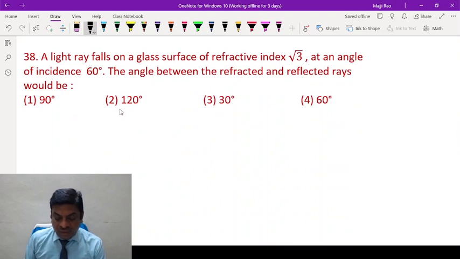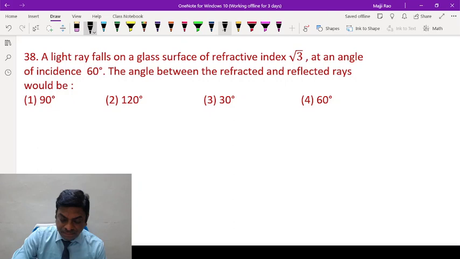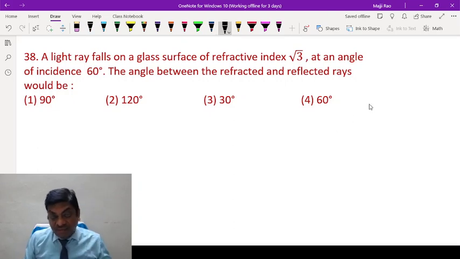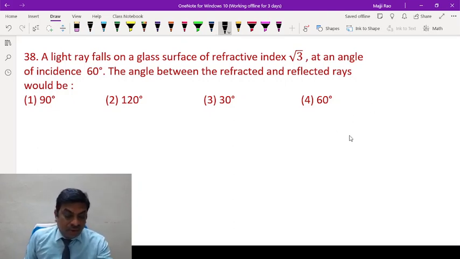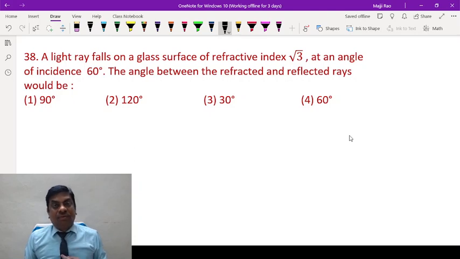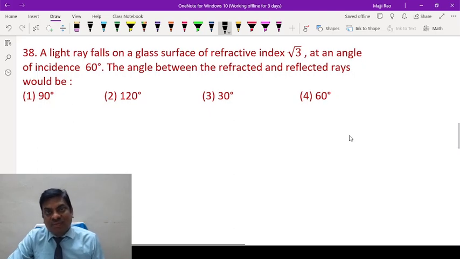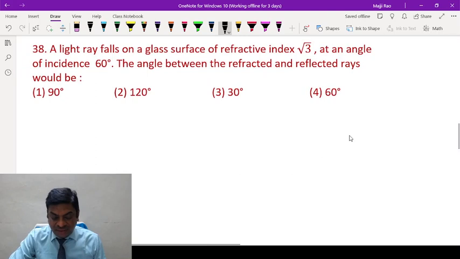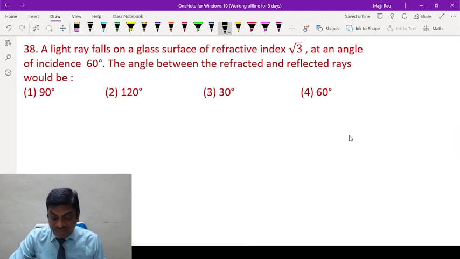A light ray falls on a glass surface of refractive index root 3 at an angle of incidence 60 degrees. The angle between the refracted and reflected rays is. Now students, if you are aware of what is known as Brewster's law, it's a matter of few seconds. So let us discuss that, and then if you don't know Brewster's law, then we can proceed as usual with the usual method of the concepts of reflection and refraction. So first, using the concept of Brewster's law.